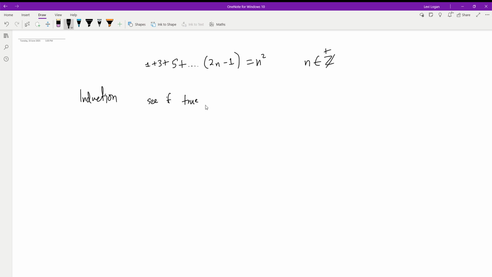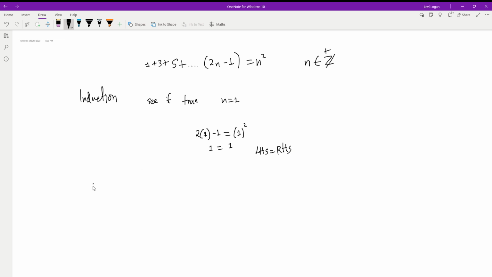for n equals 1. So if we put n equals 1 in here, we're going to have 2 times 1 minus 1. What's that going to give us? That's going to give us 2 minus 1, so that's going to be 1. And 1 squared is also going to be 1. So the left hand side is equal to the right hand side. Okay? So that's the first bit true.